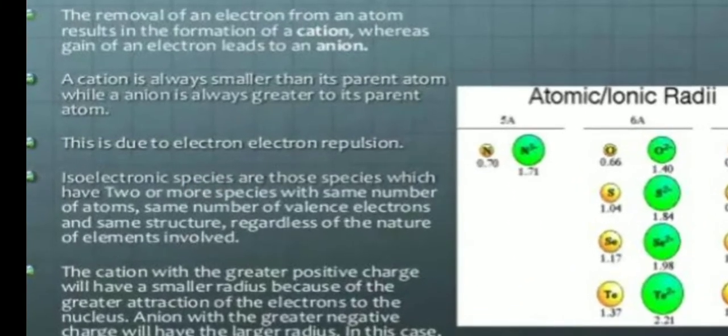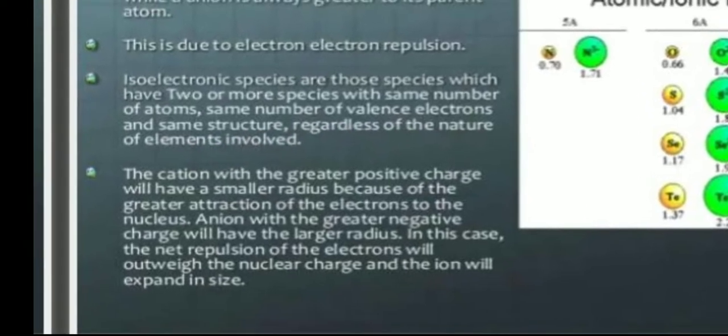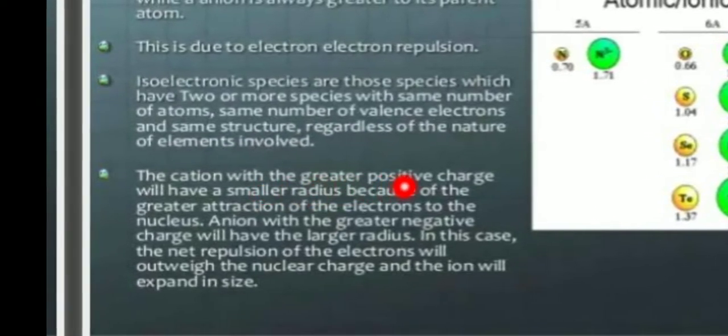Isoelectronic species are those species which have the same number of electrons and same structure, regardless of the nature of elements involved. The cation with the greater positive charge will have a smaller radius because of the greater attraction of the electrons to the nucleus. The anion with the greater negative charge will have the larger radius. In this case, the net repulsion of the electrons will outweigh the nuclear charge and the ion will expand in size.